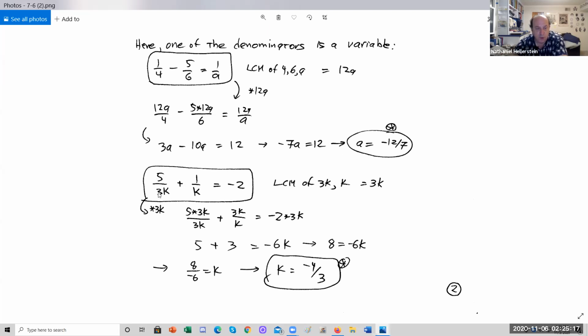We have 5 over 3k plus 1 over k equals negative 2. Denominators 3k and k, their lowest common multiple is 3k. So I'll multiply throughout by 3k. 5 times 3k over 3k plus 3k over k equals negative 2 times 3k. So this is a 5 plus 3 equals negative 6k. So 8 is negative 6k. So 8 over negative 6 equals k, and then canceling a 2 gets you k equals negative 4 thirds.